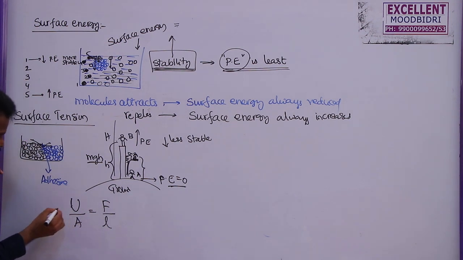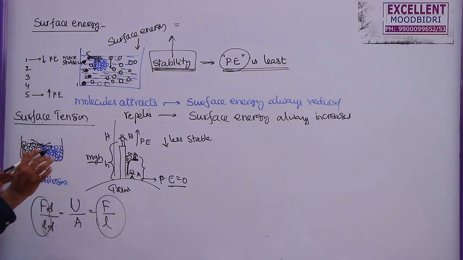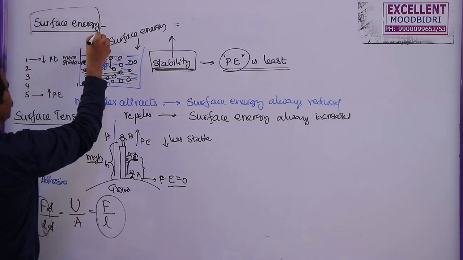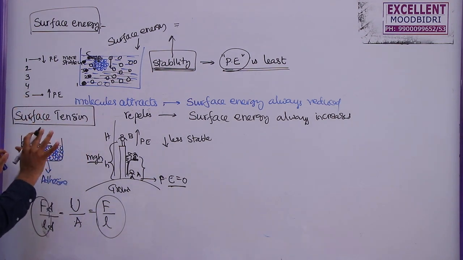Energy is nothing but force into displacement. Area means length into displacement. So the displacements cancel, and we get once again force by length. So we can use both terms, surface energy or surface tension, to explain the same phenomenon.